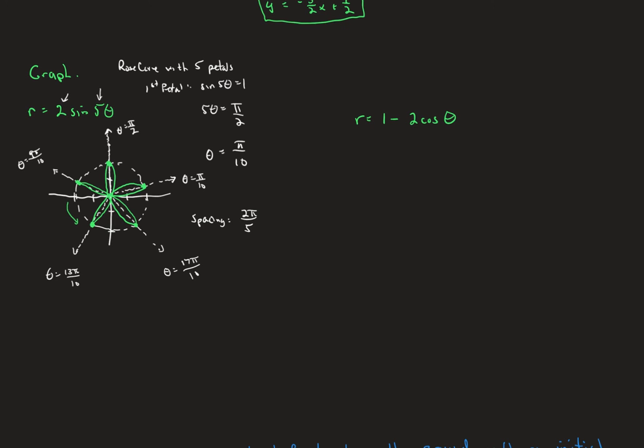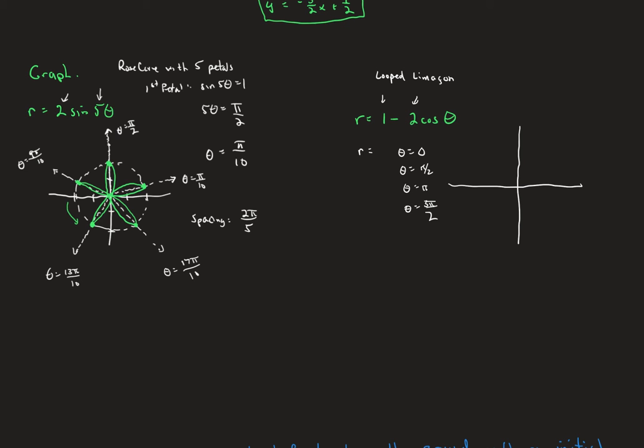The second one is going to be a limaçon, and since this number is bigger than that number, it's going to actually be a looped limaçon, or a limaçon with an inner loop. So we're going to need to get the values of r when theta is 0, pi over 2, pi, and 3 pi over 2. And then we'll try to graph this.